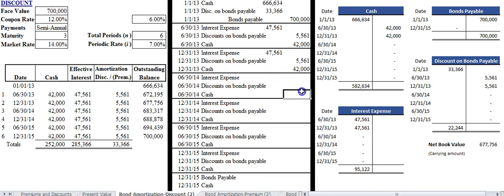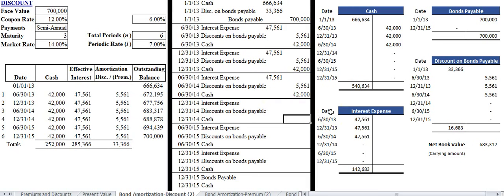Okay, so again, at 6/30/2014, $42,000 in cash is paid. Again, we're going to amortize the discount, 5,561, and so the total interest expense is 47,561. And what line was I using? It's all the same, but I would rather use the proper line. So this is 6/30/14. So all these should be on line 14. I think I made a mistake on this one. This should be line 13. Yes, line 13.